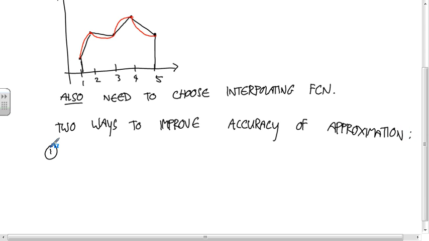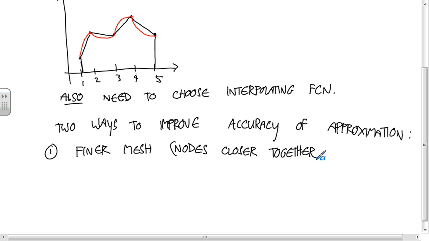The first one is put the nodes closer together. That's making it a finer mesh. And this is the approach that a lot of finite element software packages use, and this is called H-type finite elements, because you can think of H as like the distance in between those 2 nodes.